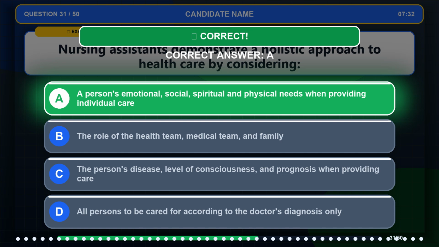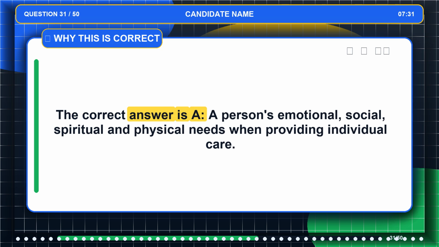A person's emotional, social, spiritual, and physical needs when providing individual care. The correct answer is A.